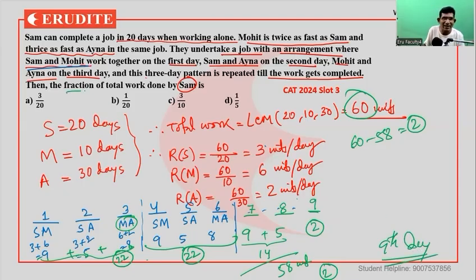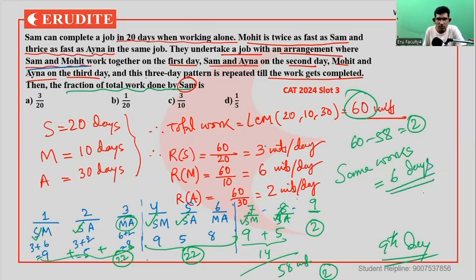My question is, what is the fraction of the work done by Sam? So now tell me, how many days does Sam work? If I just calculate, this is 1 day here. This is 1 day, 2 days, 3, 4, right? Here also 6, here also 6 days. So total Sam works 6 days, right?